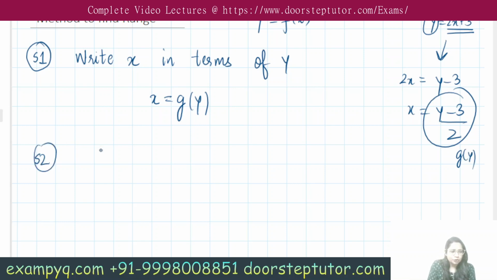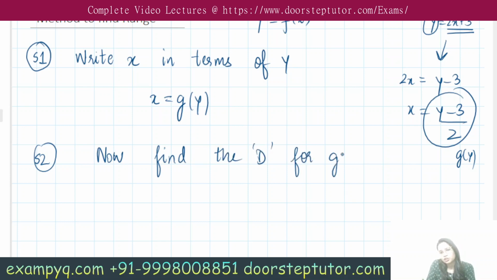So step 2 is now you find the domain of the g function. I'm using D for the domain of g of y. Simply find out the domain as we have done. It's just that the variable has been replaced. The process will remain the same. So how to find the domain? It's looking like a rational function, but it will not be classified as rational because in the denominator we don't have any variable term. So it's a proper linear function.